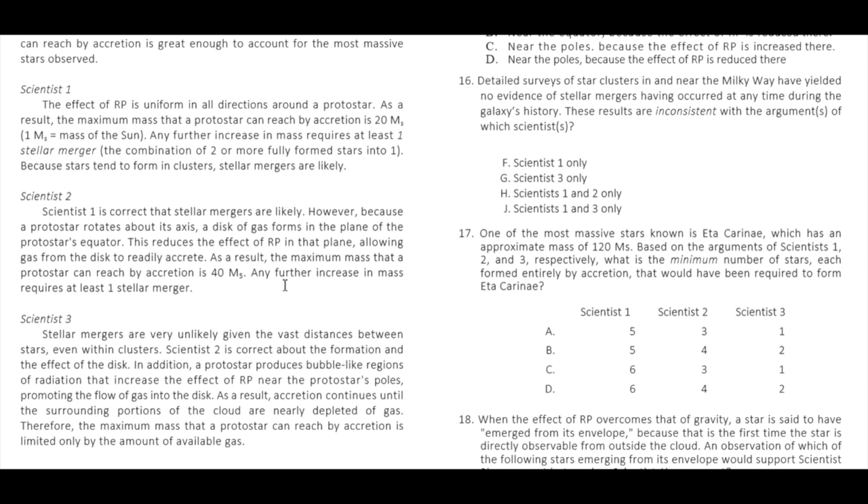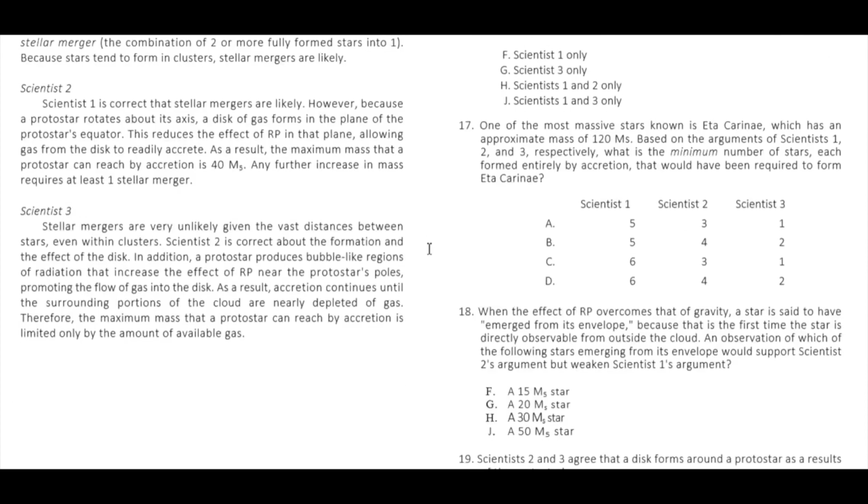So if there is a star that was forming in between those ranges, bigger than the maximum mass that scientist 1 said but smaller than the maximum mass that scientist 2 said, then it would support scientist 2's claim that stars can get up to that size, and it would debunk scientist 1's claim that the maximum size is 20 solar masses. So we're probably looking for a star between 20 and 40 solar masses.